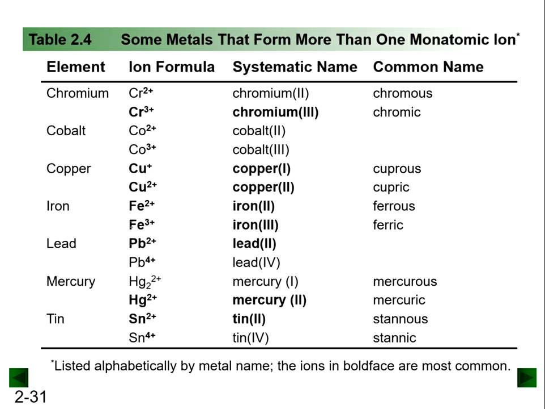Now, for metals that have more than one charge state, for example, iron halfway down, we will simply write the charge state in parentheses when we write out the compound name. So this is the case for chromium, cobalt, copper, iron, lead, mercury, tin, and many other transition metals. We simply write the charge state in parentheses. That's sometimes called Stock notation. There are common names as well. The -ous refers to the lower charge state. -ic refers to the higher charge state.